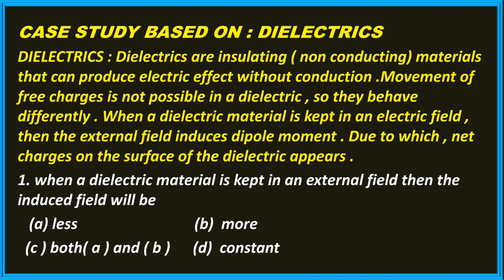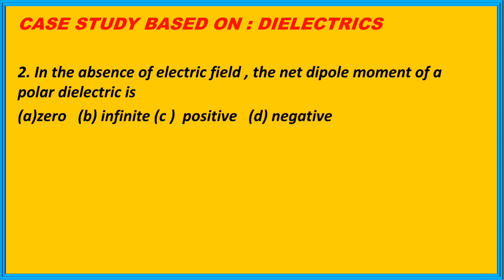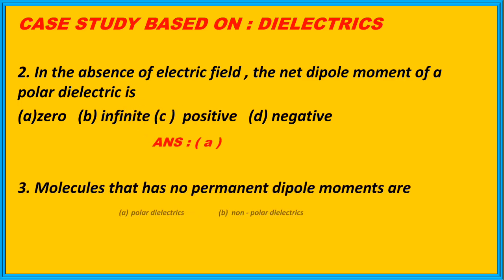When a dielectric material is kept in an external electric field, then the induced field will be: A, less; B, more; C, both A and B; D, constant. Here the correct answer is A, less. Now in question number 2, in the absence of an electric field, the net dipole moment of a polar dielectric is: 0, infinite, positive, negative. Your correct answer is option A, 0.